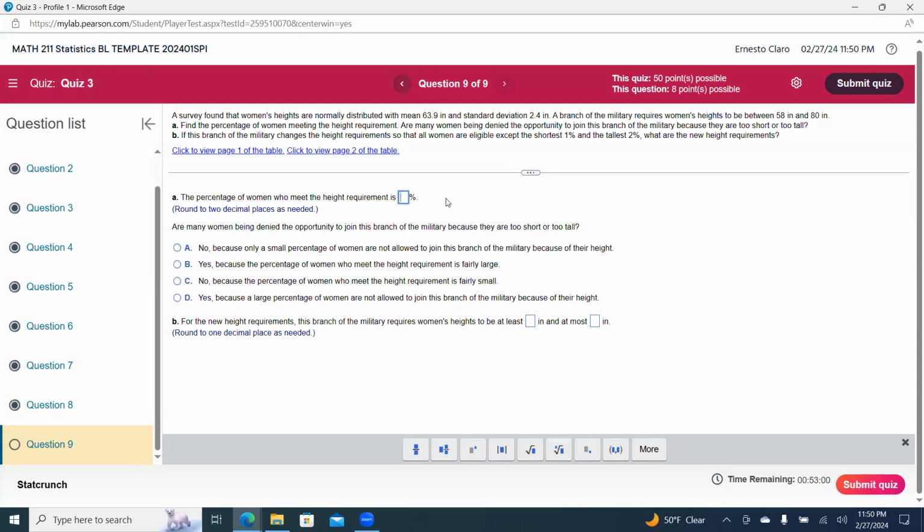Percentage of women that meet their requirements is going to be normal CDF between 58 and 80. Normal CDF between 58 and 80. Sometimes the exact same problem, literally. Yeah, mu is 63.9. Yeah, sigma is 2.4. So I get 0.99, round to 2 decimal places.